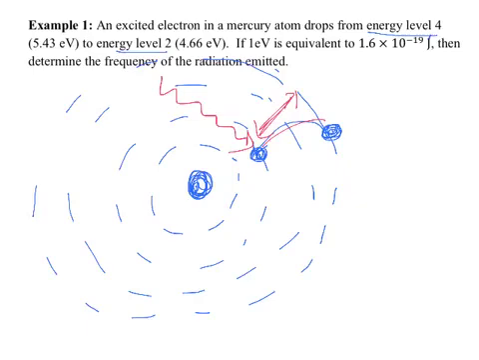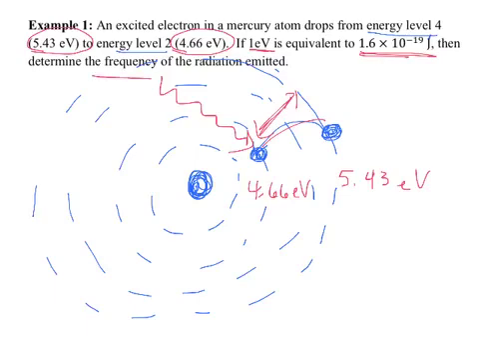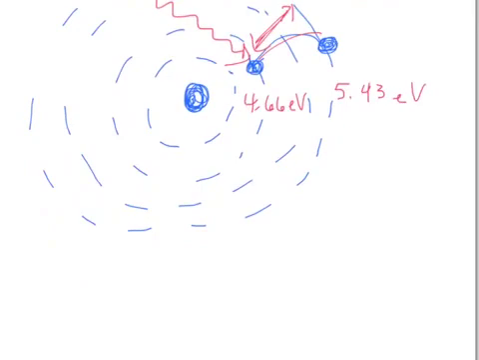So we're told that the energy levels for 2 and 4 are given. This energy level is 5.43 electron volts, and this energy level is 4.66 electron volts. Now, what we'll do is convert electron volts to joules in a moment to then know what our difference, our delta E, is in this equation. So we're going to try and figure out the frequency of the radiation emitted. So let's use Planck's relation. We'll say again E equals h omega.